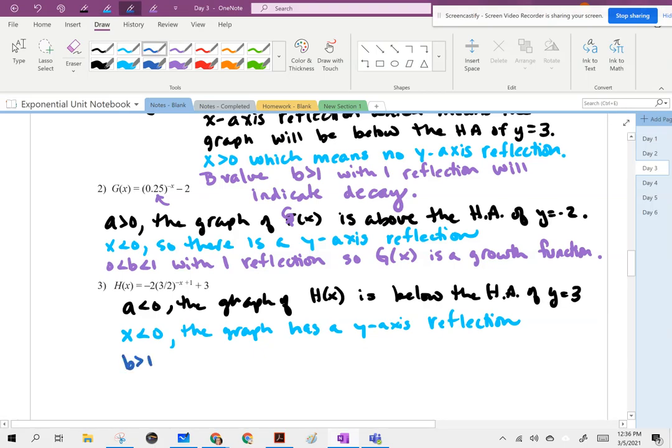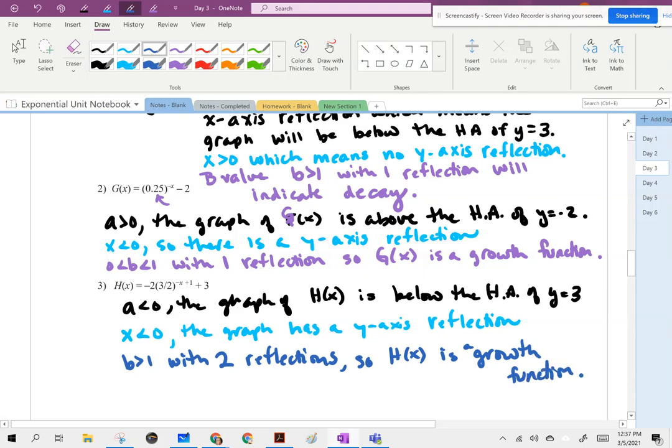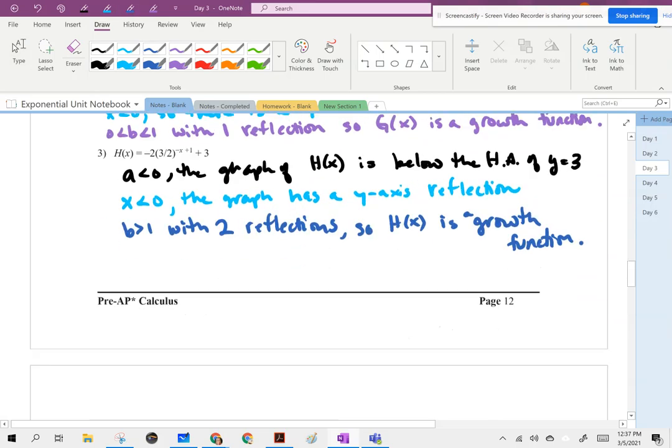B is greater than 1, which normally is growth. There are 2 reflections, so that means it's still growth. So B is greater than 1 with 2 reflections. So h of x is a growth function.